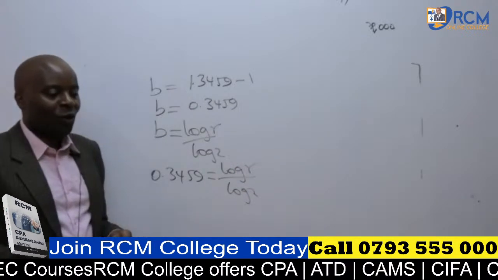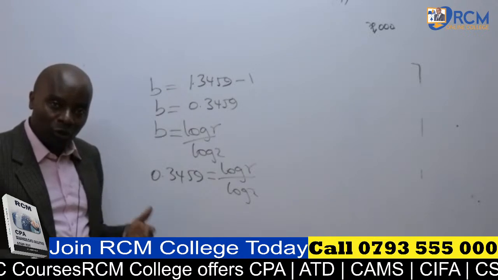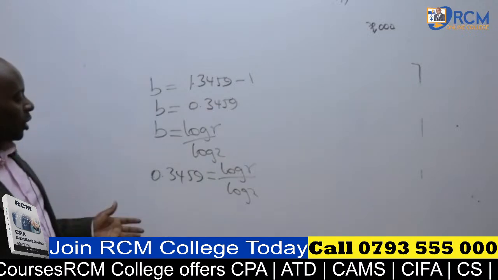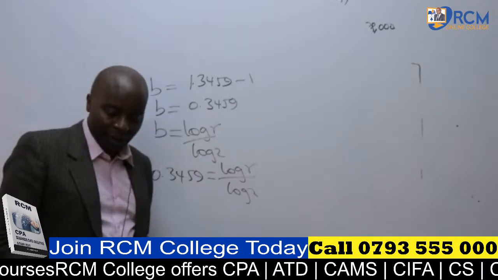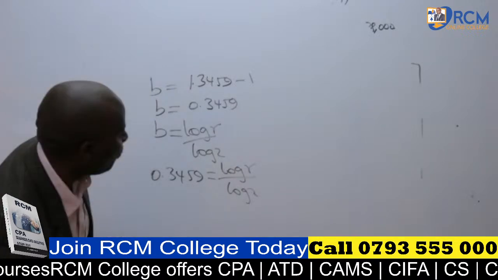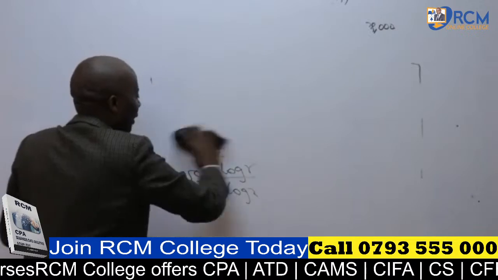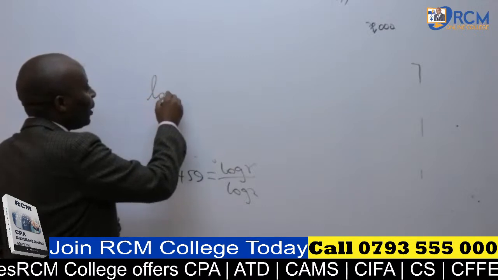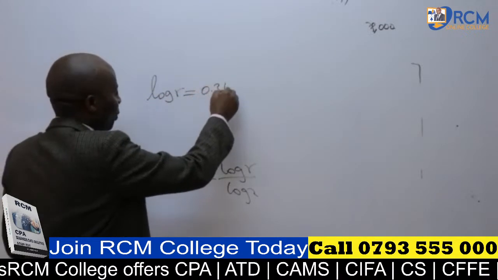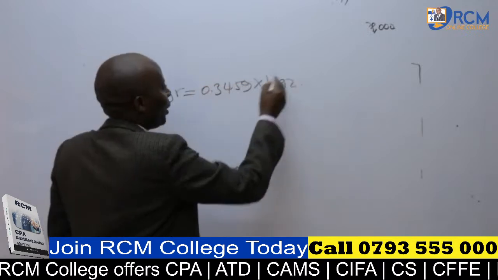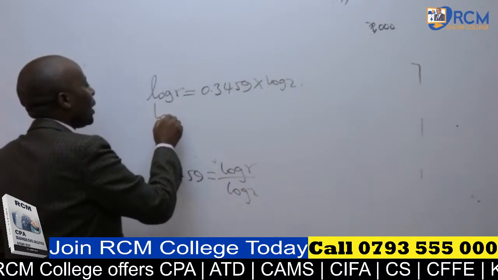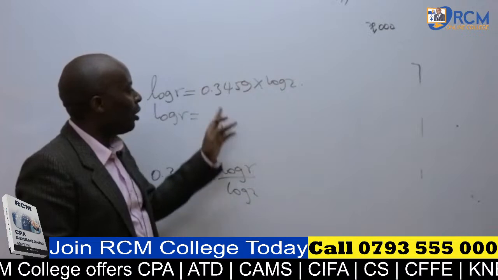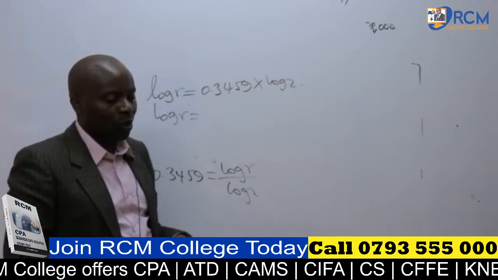So let us cross multiply, because ultimately what we would want to do is to make R the subject of the formula. So in this case, ladies and gentlemen, come here and make log R the subject of the formula. This is how it shall look like. So we have log R being equal to 0.3459 times log 2. So meaning that our log R will be equal to this times log 2, giving us what figure at the end of the day? Please give me the answer.